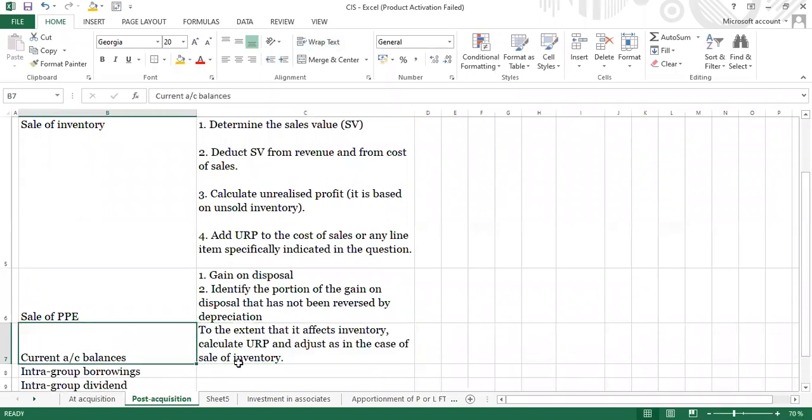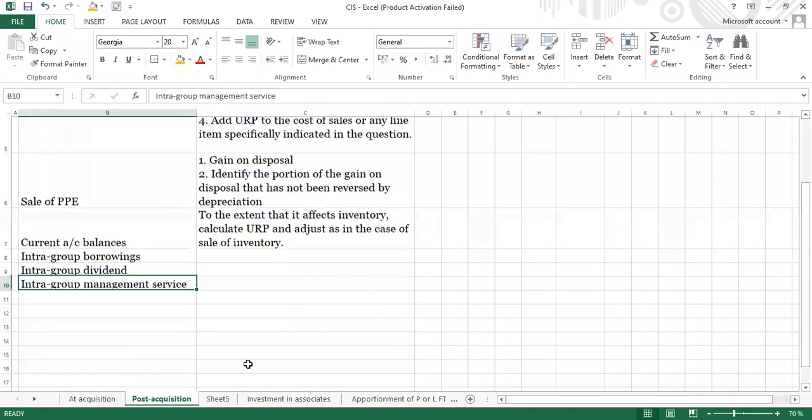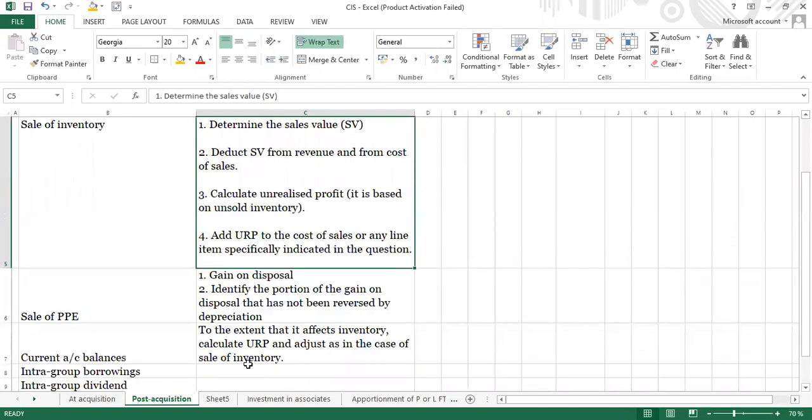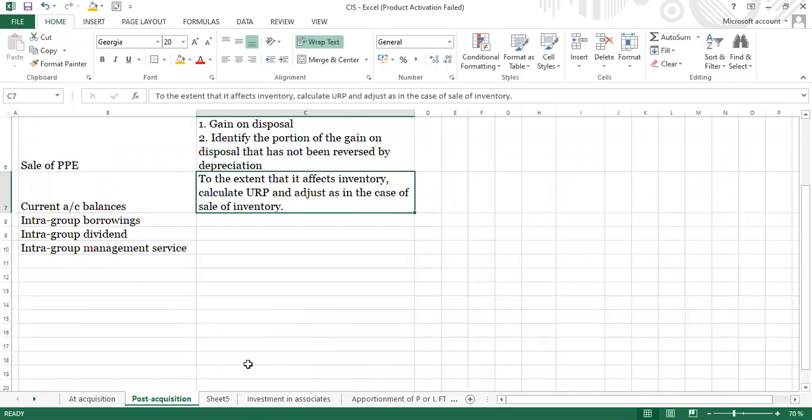So current account balances, knocking out the balances, receivables and payables, will not affect your income statement. But when the difference is as a result of inventory in transit, then you may need to calculate an unrealized profit, just like we did under the sale of inventory. This might also be best explained through a question.